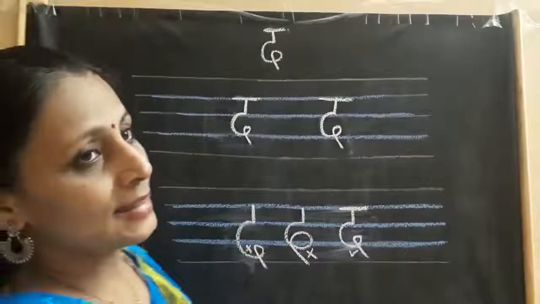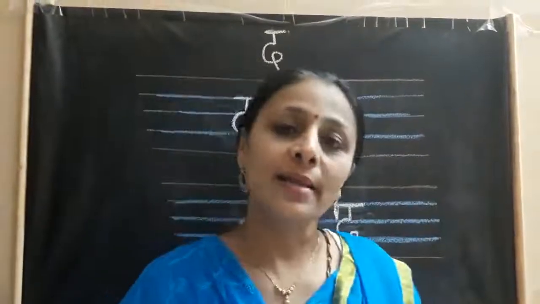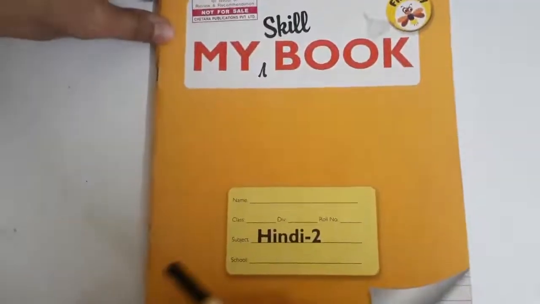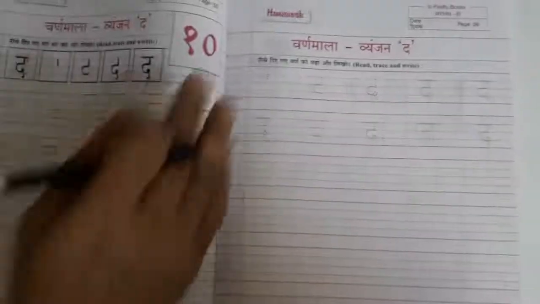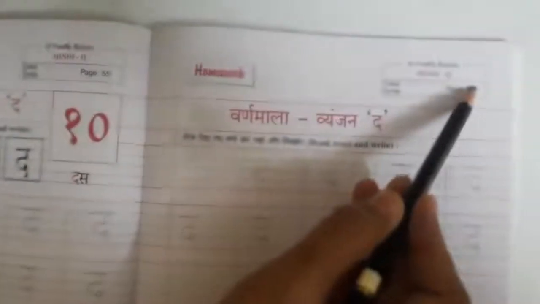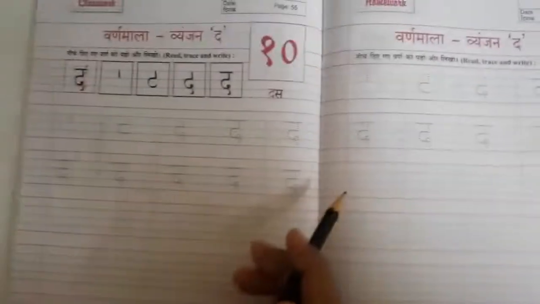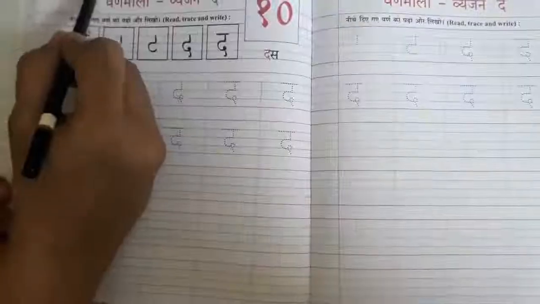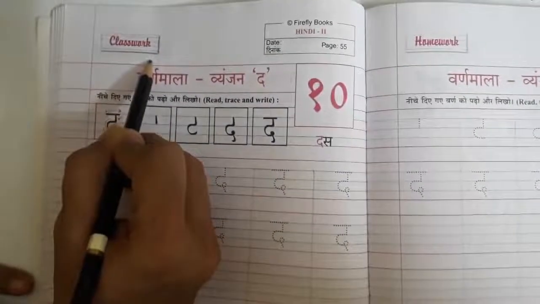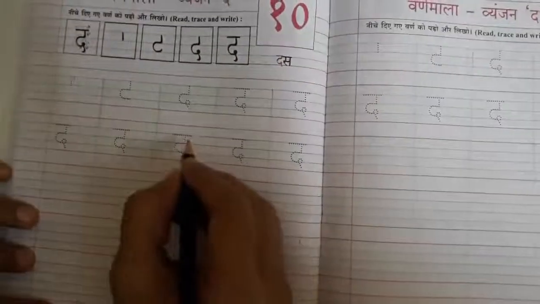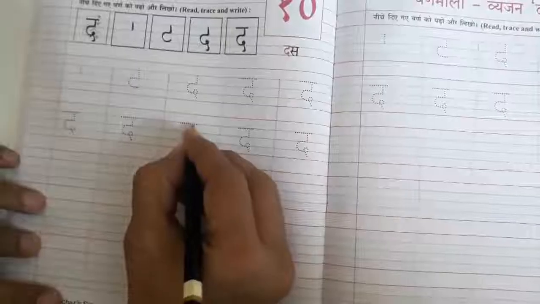Now, let's see letter the in our Hindi skill book. Children, let's open Hindi skill book, my skill book. We are going to open page number 55 and page number 56. Now, as I have shown you, you have to draw the lines. And first of all, you are going to write today's date here, right? Now, let's see how to write letter the. First, we are going to trace over the line.